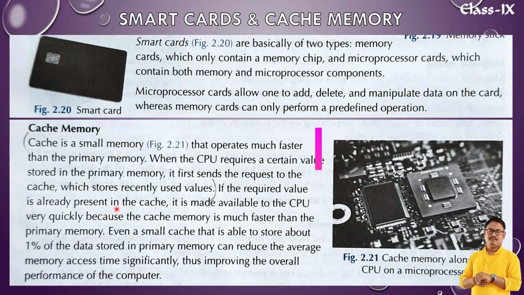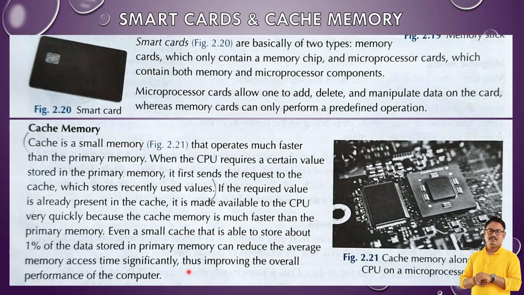It is quite a bit faster than the primary memory, that means RAM. And how does it work? When the CPU requires a certain value stored in the primary memory, first it sends the request to where? To the cache. The cache is so fast that it can respond very quickly. Even a small cache that is able to store about 1% of the data stored in the primary memory can reduce the average memory access time significantly, thus improving the overall performance of the computer.